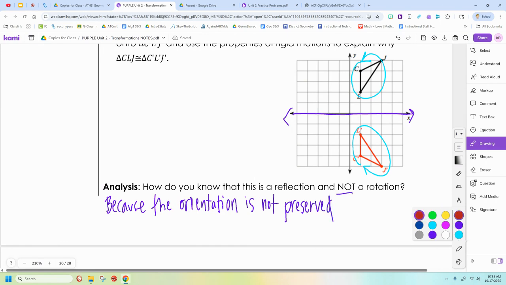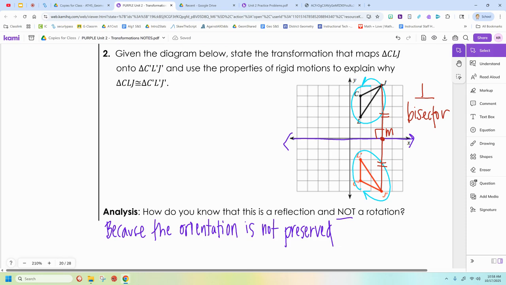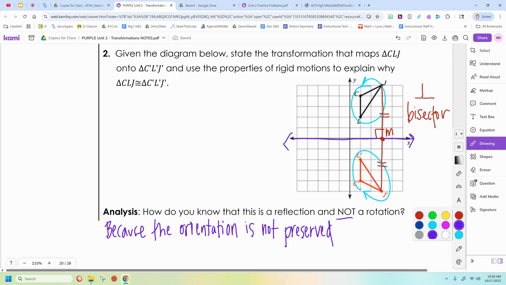We haven't talked about this a lot yet, but I liked the idea that Luca was talking about, equidistant, because if I were to connect J to J prime like that, and I'll just call this point M right here, this segment is congruent to that segment, and this is a right angle. So we have a perpendicular bisector. Remember that phrase? That's a good one. All right, can we finish this last part? So here it says, state the transformation. So what's the transformation? We are doing what? Reflection. How do we describe it?